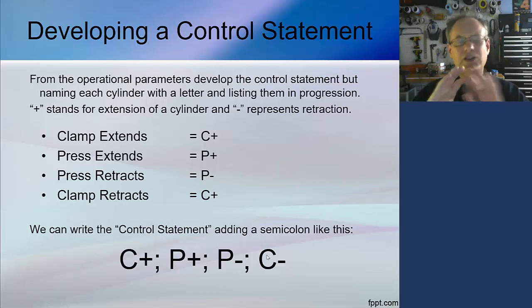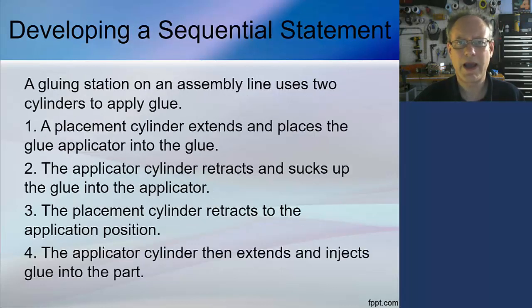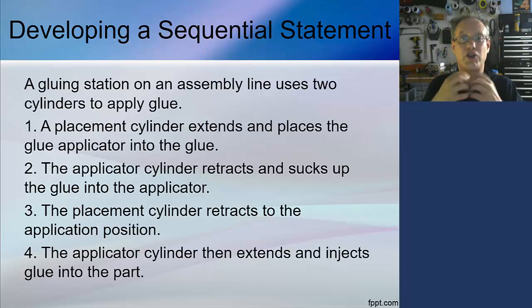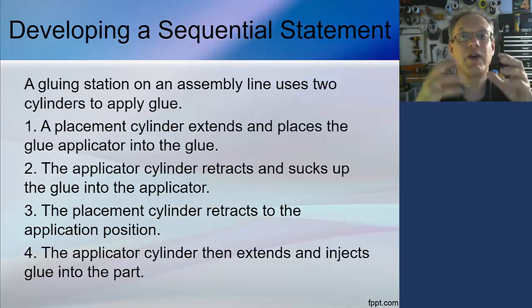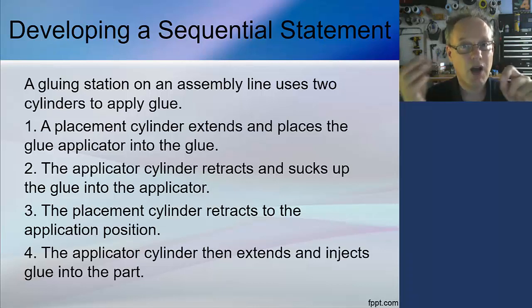So let's look at another example and start from scratch. A little bit more complicated, a little bit more wordy. It's important that we actually learn how to take these words and turn them into control statements, how to develop a sequential statement. We're going to take our functional parameters, turn them into a control statement, and then from there we'll talk about what a sequential statement looks like.